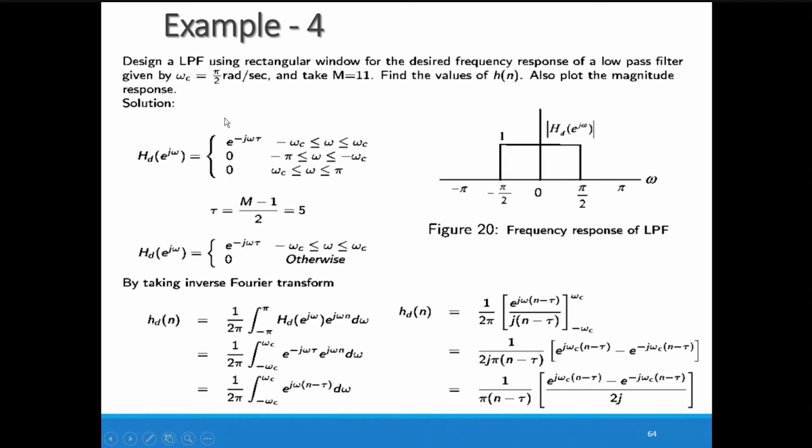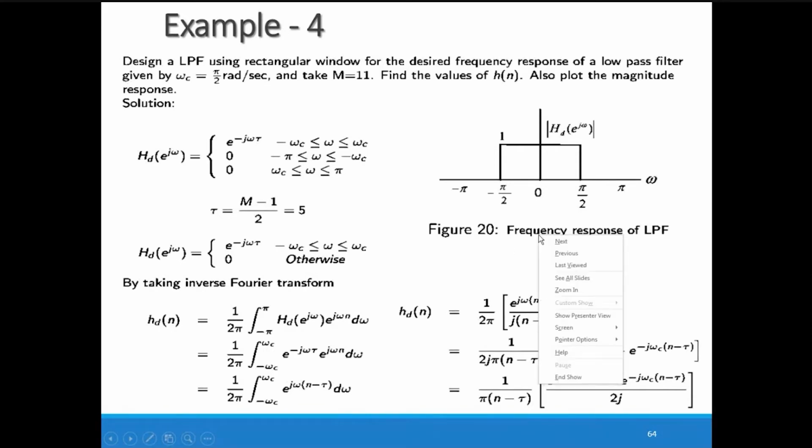So for the simplification, we merge the two ranges, that is minus omega c to omega c, so that we have written Hd e raised to j omega is equal to e raised to minus j omega tau, minus omega c less than or equal to omega less than or equal to omega c. So this is your lower cutoff frequency, and this is the higher cutoff frequency. Okay, so as your cutoff frequency is pi by 2, here it will be minus pi by 2 to plus pi by 2, and tau is equal to m minus 1 by 2, so that is 5. So when you apply this value over here, this is the equation we are taking for calculation of hd n.